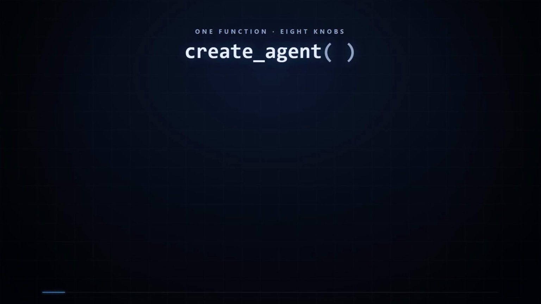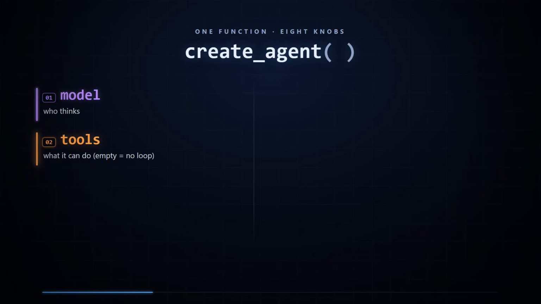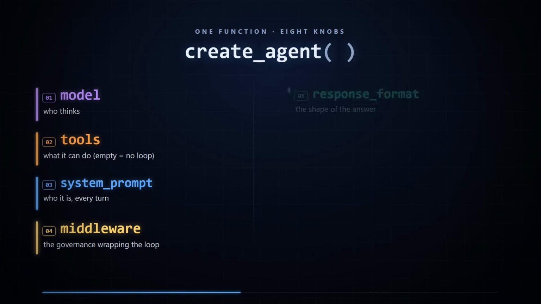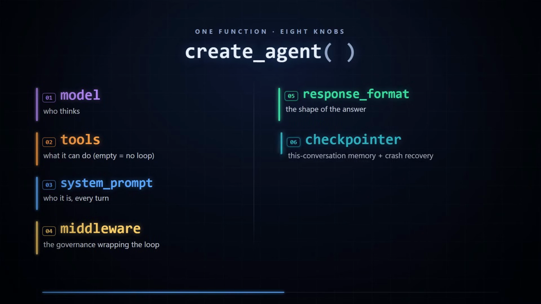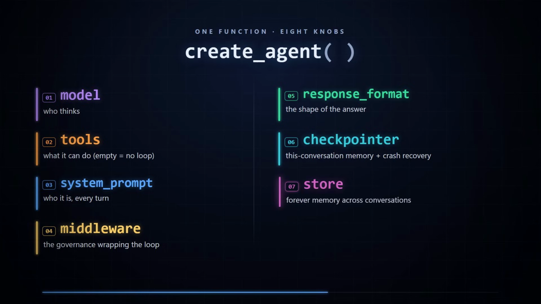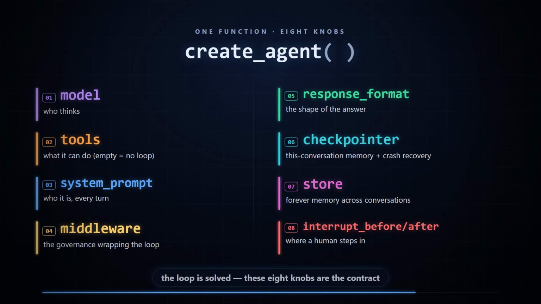So here's the complete picture. One function, 8 knobs. Model is the one who thinks. Tools, what it can do. System prompt, who it is, every time. Middleware, the governance wrapping the loop. Response format is the shape of the answer. Checkpointer, this conversation memory plus crash recovery. Store, forever memory across conversations. Interrupt before and after, where a human steps in.